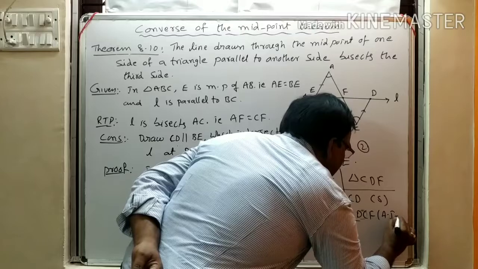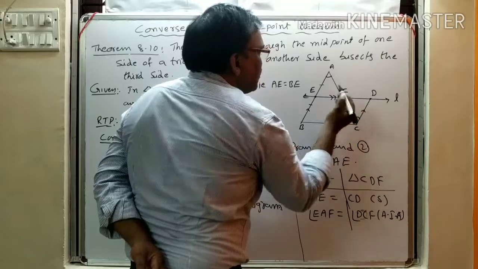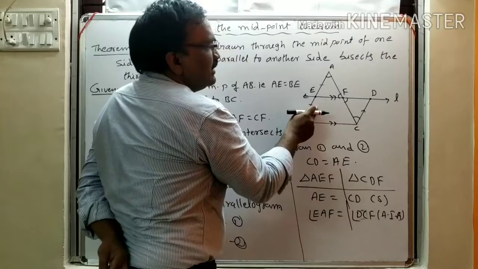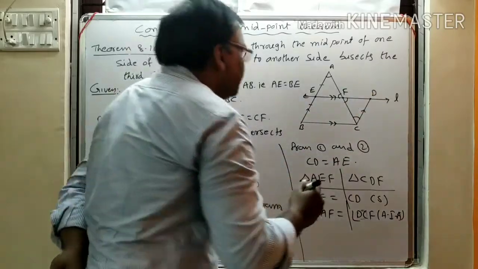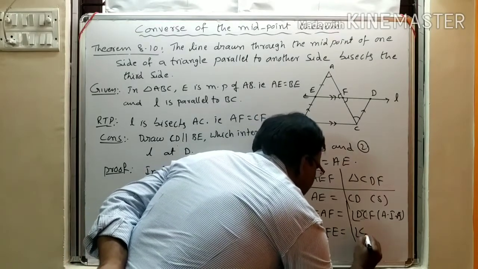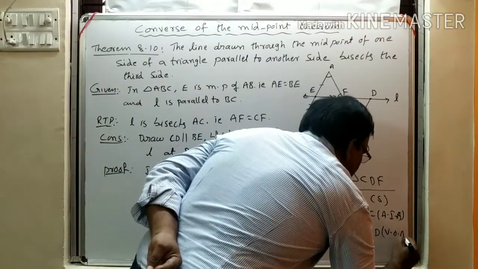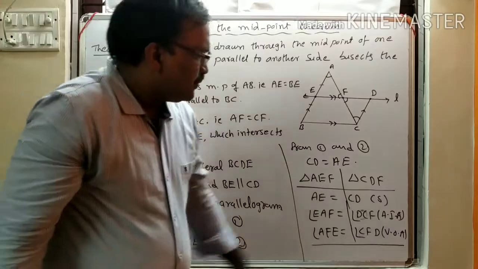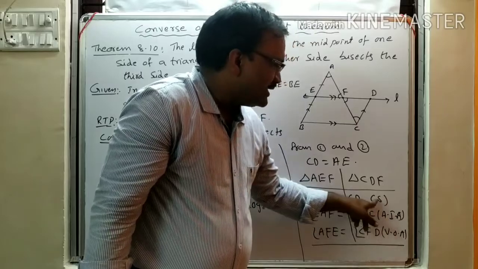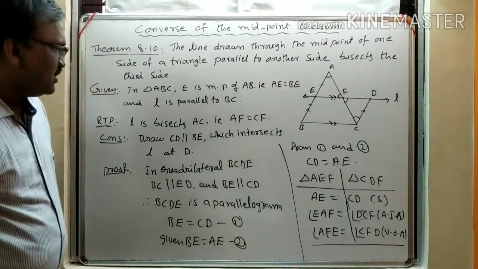Alternate interior angles. Next, what about these two angles? These two are vertically opposite angles. So angle AFE is equal to angle CFD. This is vertically opposite angles. So two angles and a side, by the AAS congruence rule, these two triangles are congruent.